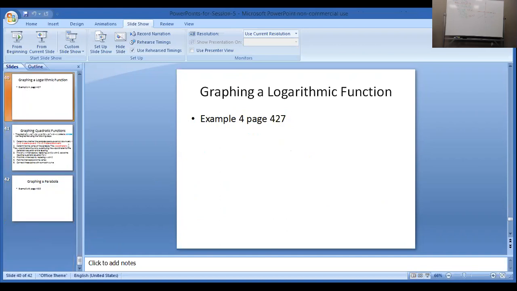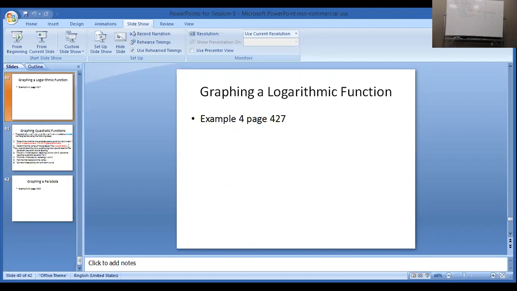To graph logarithmic functions, let's go to page 427. We have the logarithmic form. For example, example number 4, y equals log base 2 of x. Log base 2 of x means it's the same as 2 to the power of y equals x. So just give different values to y, and you find different values for x. Okay, you follow?